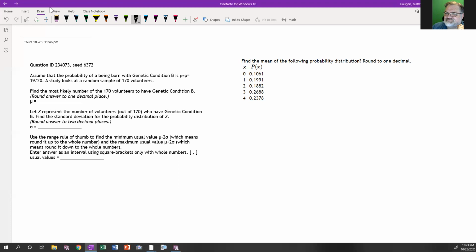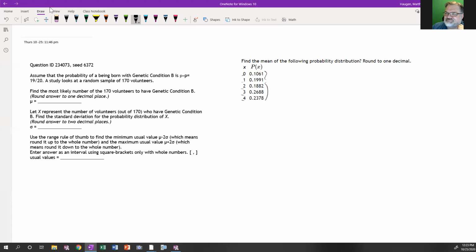And it's talking about finding the mean of a probability distribution. So in our probability distribution, we've got different possible outcomes and the proportion of times, or the probability, that those different outcomes will occur. So there's about a 10% chance that a 0 will pop up, about a 20% chance that a 1 will pop up, a little bit less than that a 2 will pop up, a little bit more than 26% chance a 3 will pop up, and almost 24% chance that a 4 will pop up.